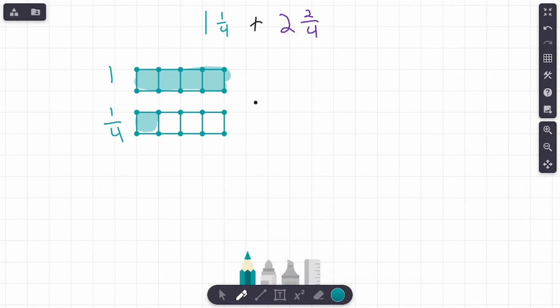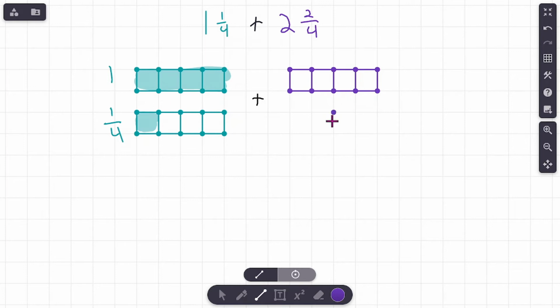Now let's get 2 2/4. Switch over to purple. So now draw a model for 2 2/4. And again, that means we're going to have 2 whole models because our whole number is 2. So here's our first one. There's 1. Draw another one. Here's 2.